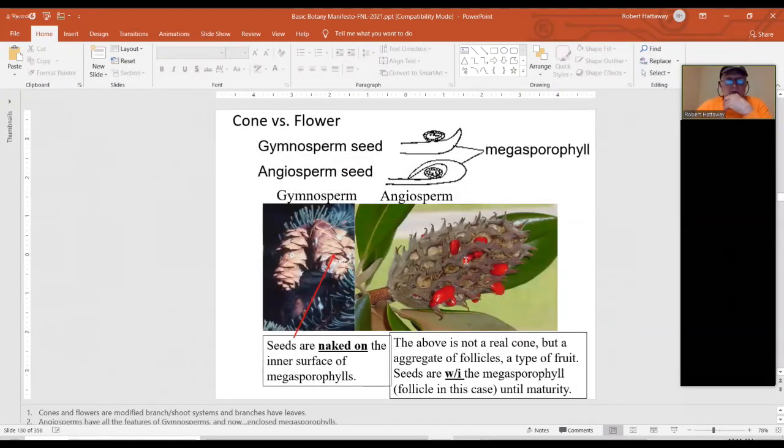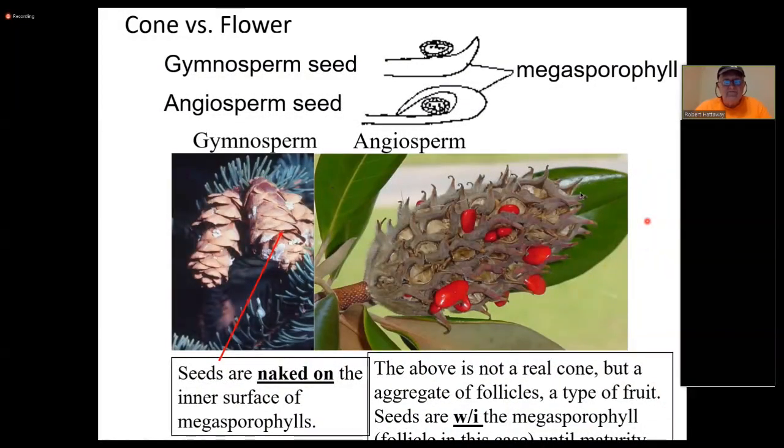Now, sometimes it's not a good idea to make this comparison, because this structure from a magnolia looks like a cone. Over here is a true cone from a spruce, and they're not the same. This is not a true cone. It's technically not a real cone, but it's an aggregate. We'll get into what an aggregate is late this time or early next time.